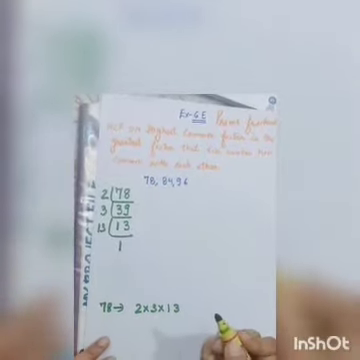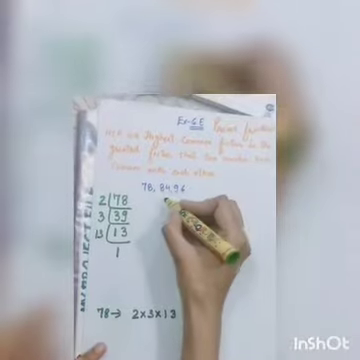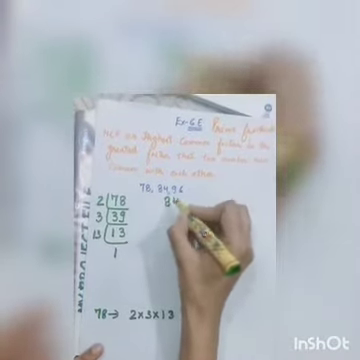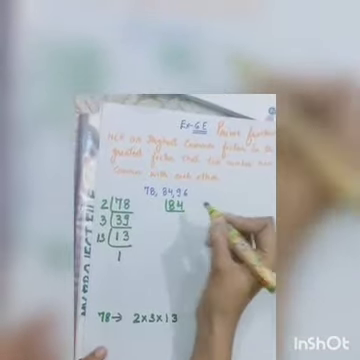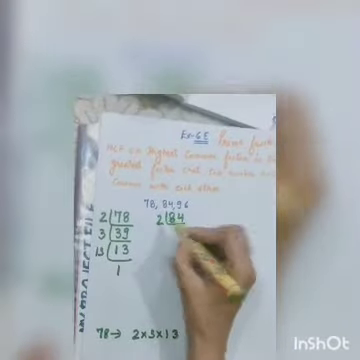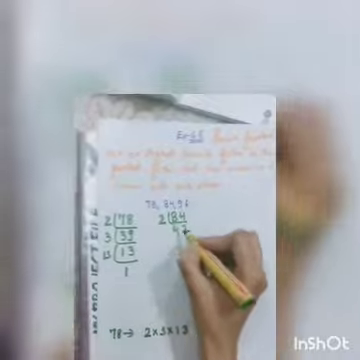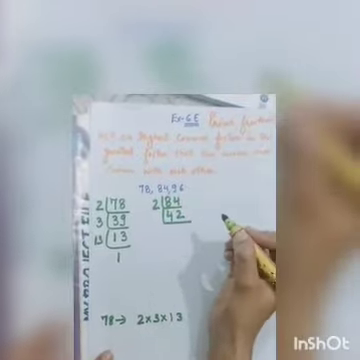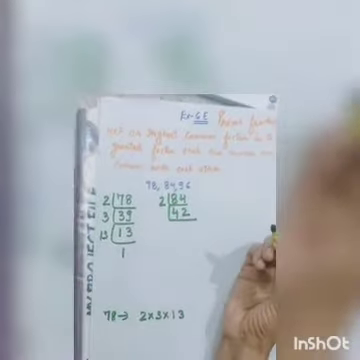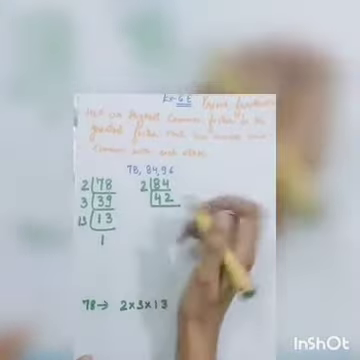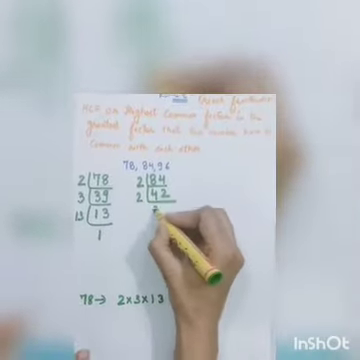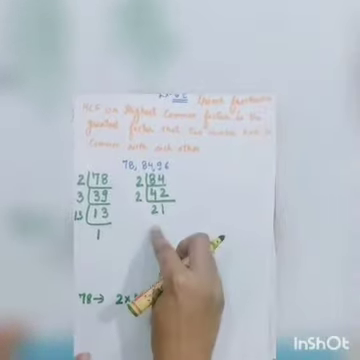Okay. I will take the next number. Next number is 84. 84 divided by 2. 2 4s are 8 and 2 2s are 4. It gives me 42. 42 divided by 2. 2 2s are 4, 2 1s are 2. It gives me 21.